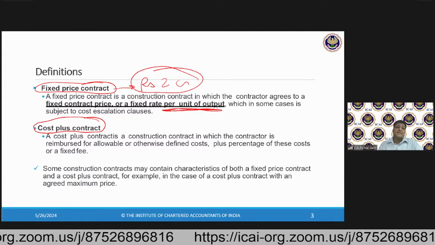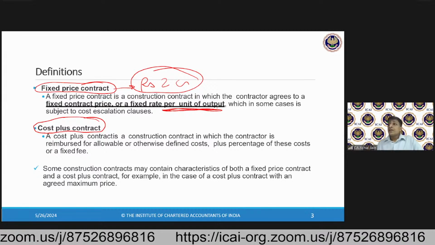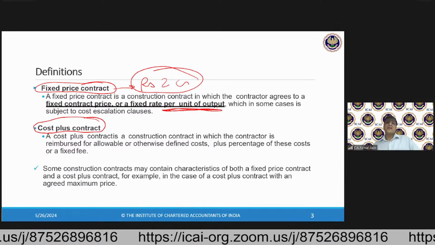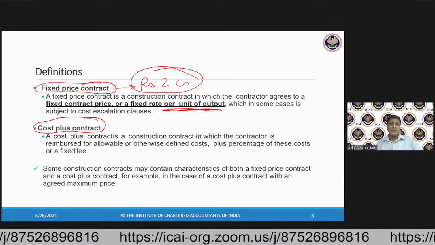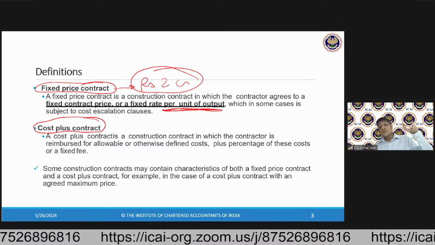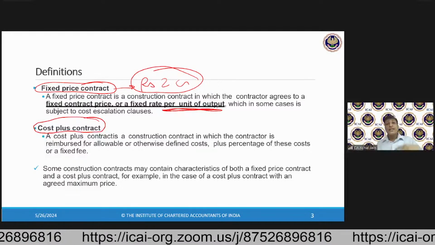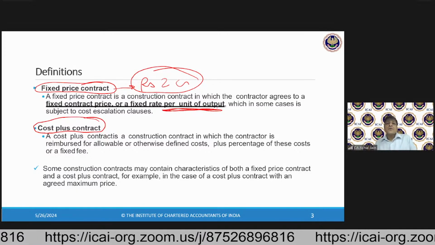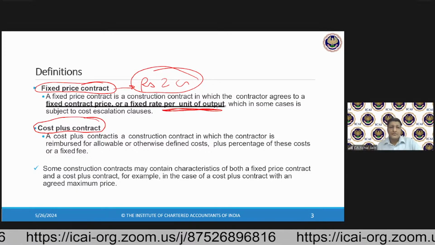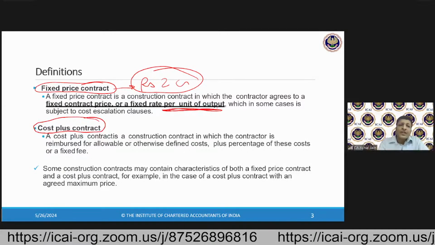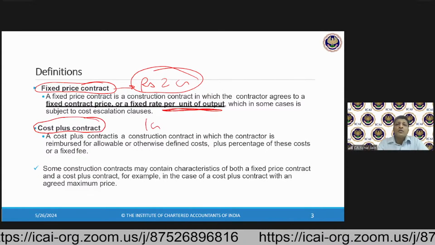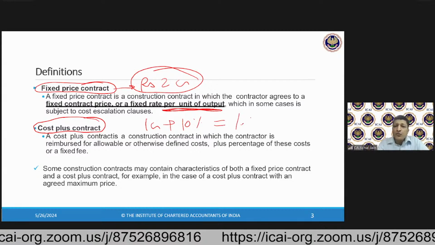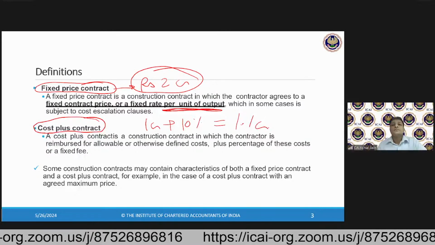As against that, at times, the arrangement could be different between two parties, contractor and the customer. Let's suppose the contractor says that I'll bill you as a percentage of the cost that I incur. So let's suppose if I incur a cost of 1 crore, then I'll add a markup of 10% and I'll charge you 1.1 crore. Okay.